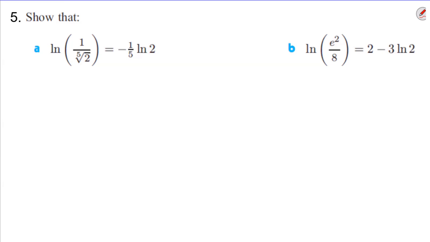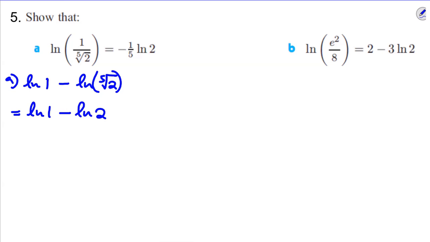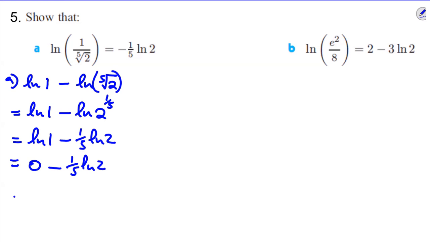Here's the first example. I'm to show that the left hand side is equal to the right hand side. So from the left hand side in this question, this is my a, so ln 1 minus ln of the fifth root of 2, put that in brackets. This will be ln 1 minus ln 2 to the power a fifth. So ln 1 minus a fifth ln 2. Now we know that ln 1 is 0. So we have negative a fifth ln 2.